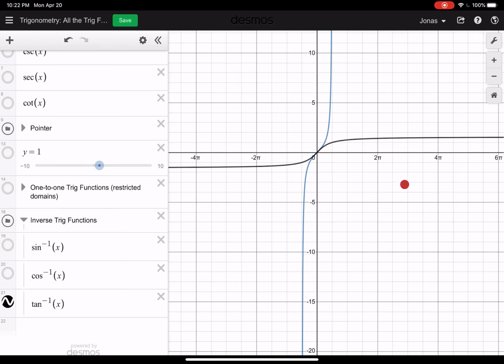That means it passes the vertical line test. It's also a one-to-one function. And every (x, y) on the original function, the blue function, has a corresponding point if you switch the x and y values on the inverse function. So this is the function that we call inverse tangent.